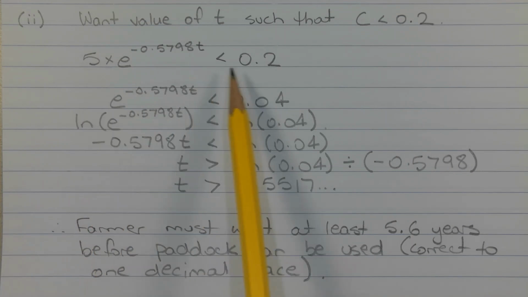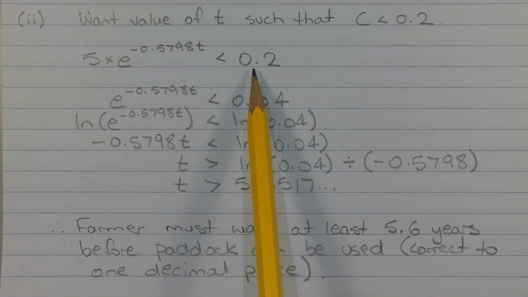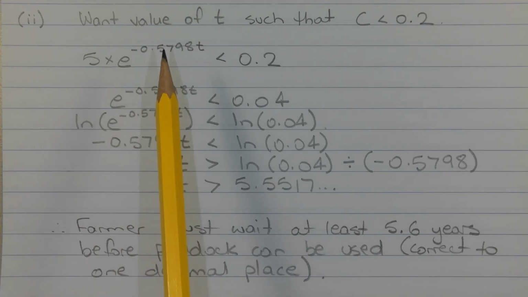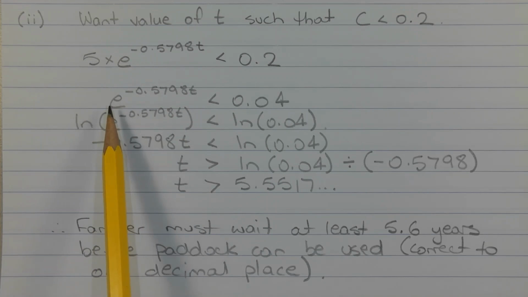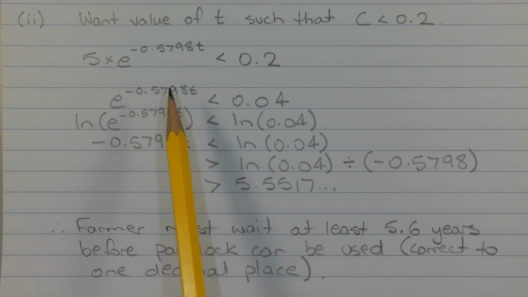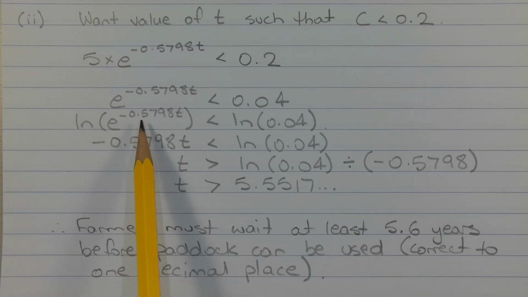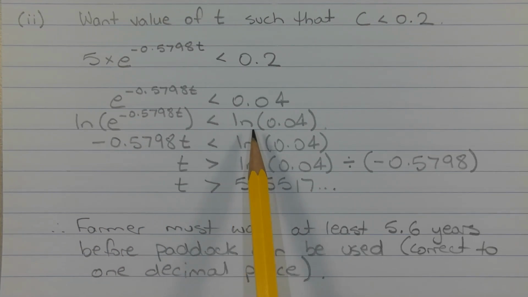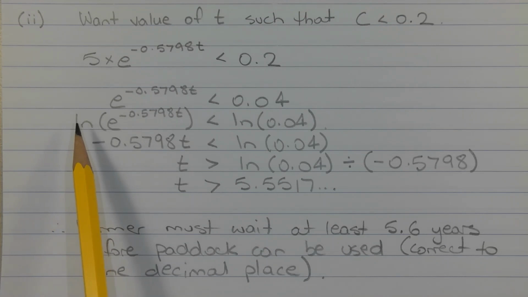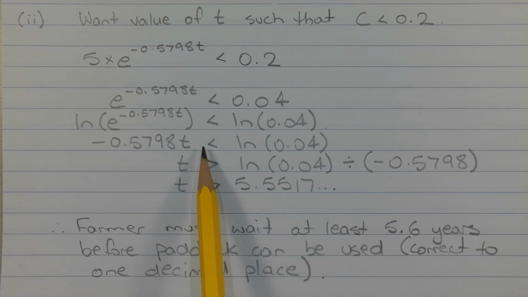So we can set up an inequality, 5 times e to the power of negative 0.5798t less than 0.2. Dividing 0.2 by 5, we get e to the power of negative 0.5798t less than 0.04. Taking the natural logarithm of both sides of the inequality, we get ln of e to the power of negative 0.5798t less than ln of 0.04. Now the ln and the e will cancel, so we have negative 0.5798t less than ln of 0.04.